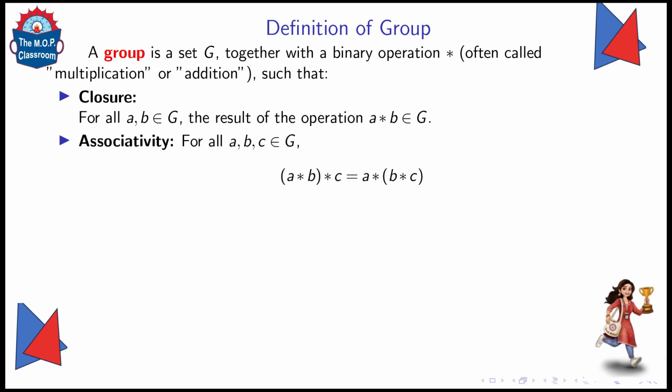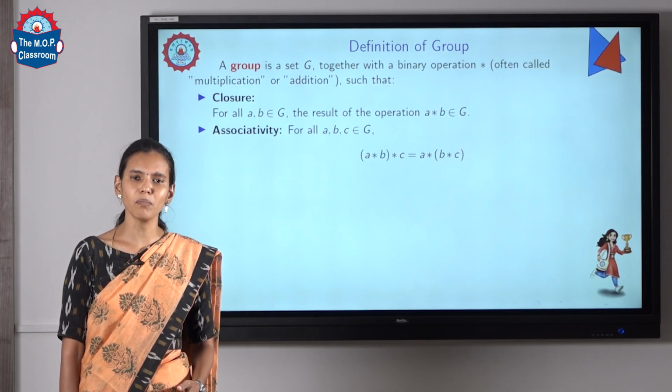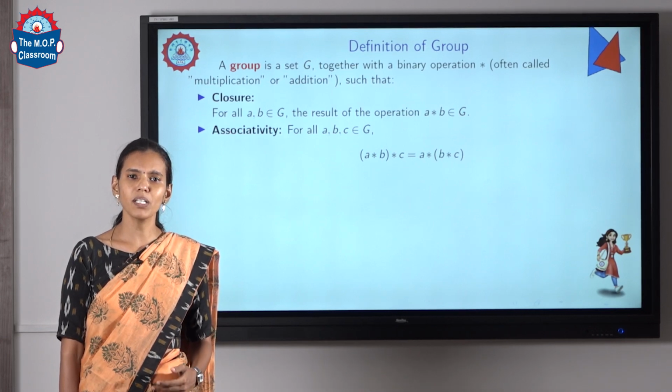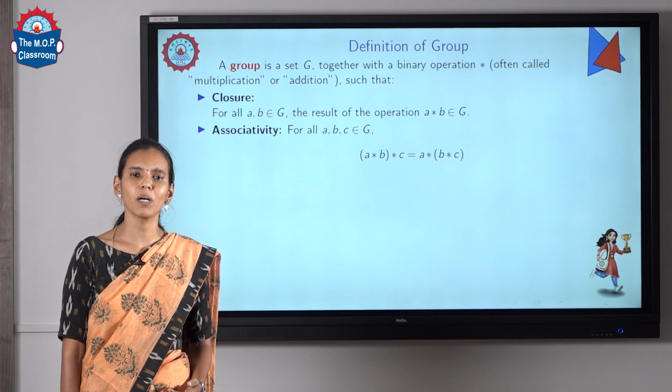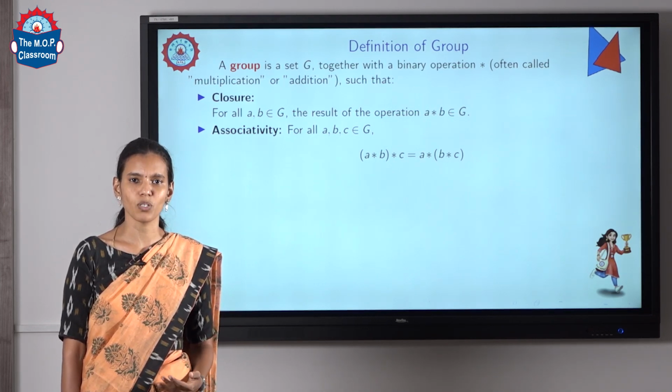The next axiom is associativity. In order to define associativity, we need three elements A, B and C. First we multiply A and B, and the resulting element is multiplied with C. Similarly, we multiply B and C first and the resulting element is multiplied with A. If these both are equal, we say that it is associative.